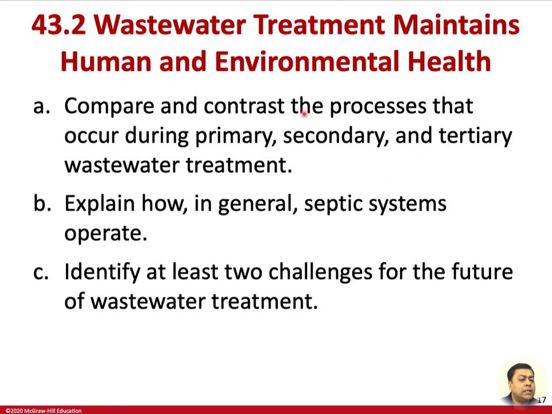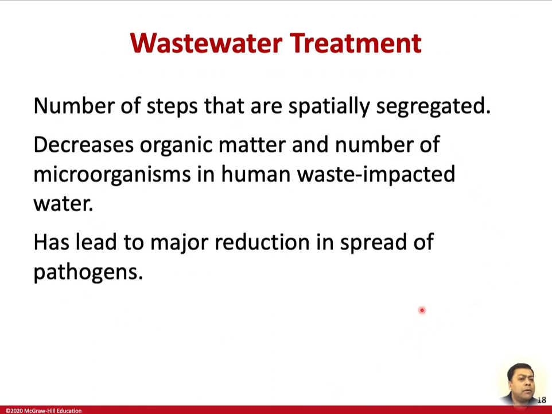And we are going to see that the process of wastewater treatment has a primary, secondary, and a tertiary treatment. Primary and secondary are absolutely essential, and the tertiary is usually a little bit more expensive. In some areas, depending upon the ecosystem, it may or may not be used. And we're going to talk about that. There are a number of steps that are spatially segregated, and this decreases the organic matter and the number of microorganisms in human waste impacted water. And this leads to a major reduction in the spread of pathogens in the environment as well.